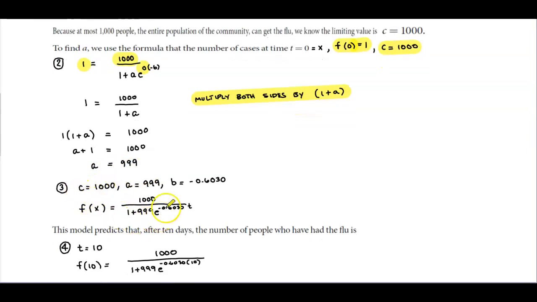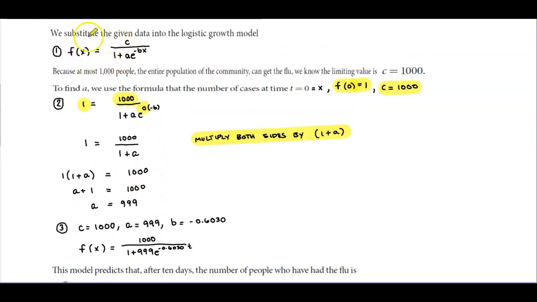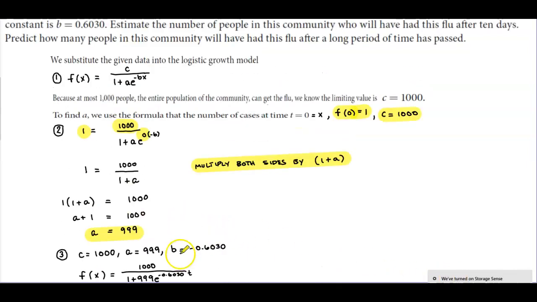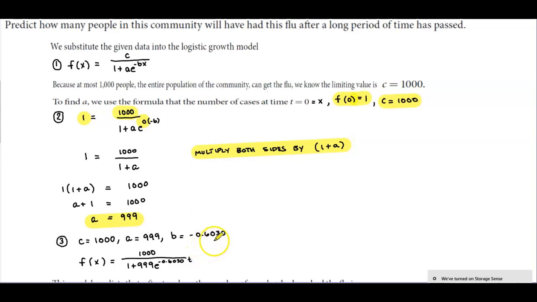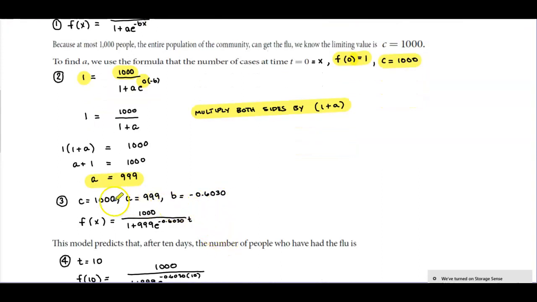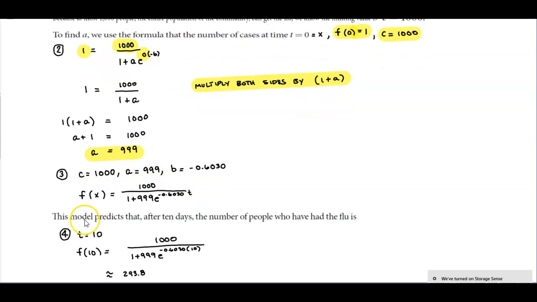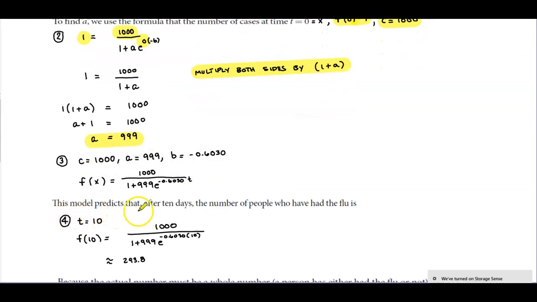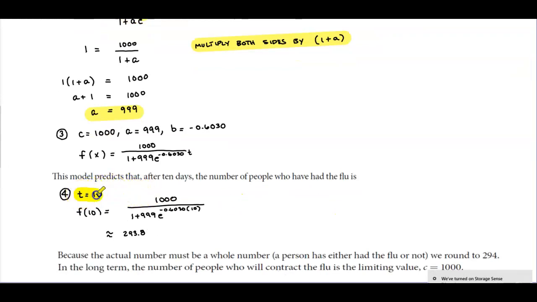Now in step 3, we can fill in our model that we have from step number 1. We know that c represents 1,000. We figured out that a is going to equal 999. And we also know that the constant b is equal to 0.6030, with the negative in the exponent. So now here is our formula. What this model does is predict that after 10 days, the number of people who have had the flu is going to be the following. So we need to represent t as 10 and plug it into our function.